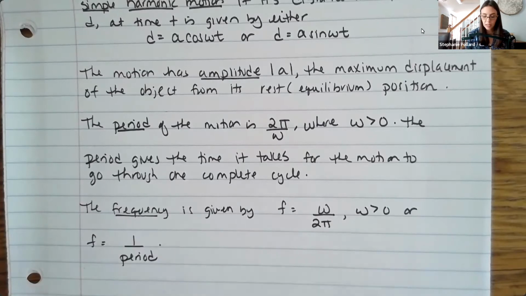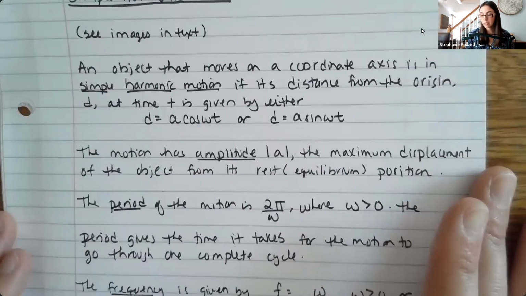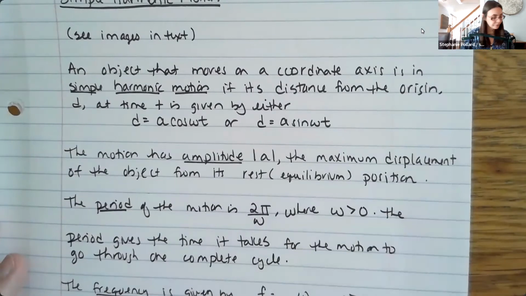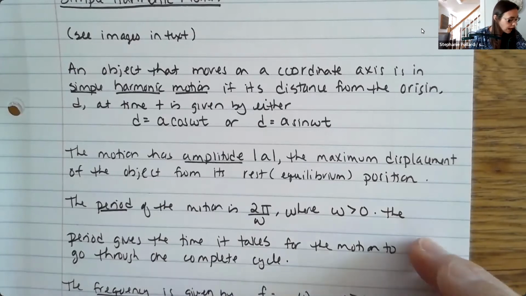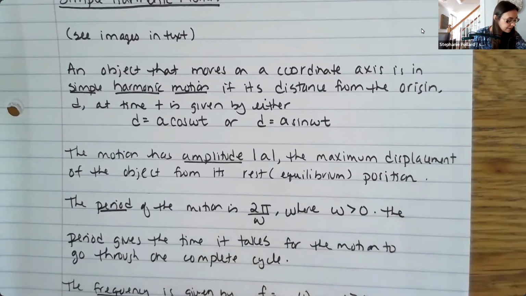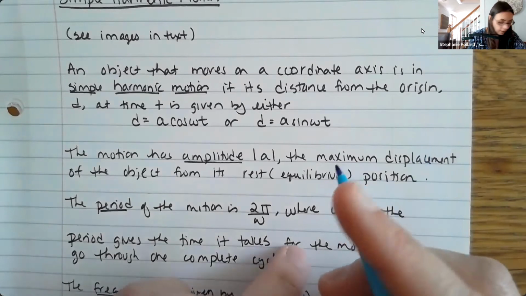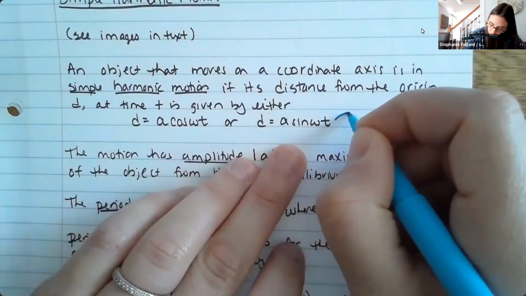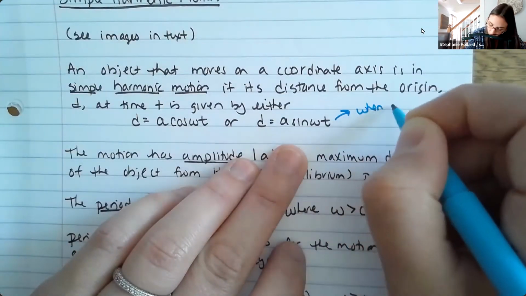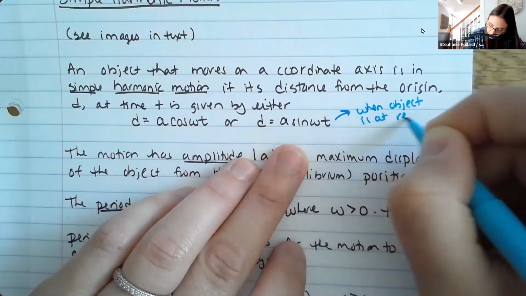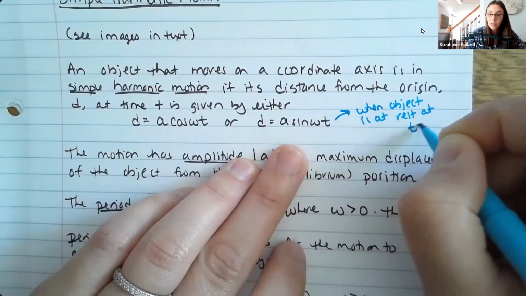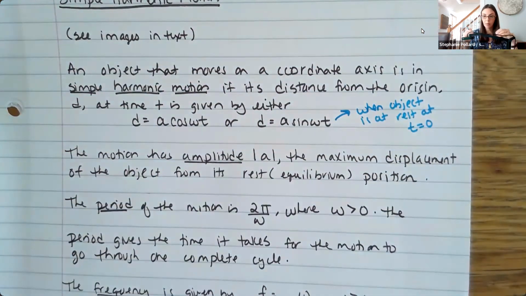So one thing to note here, how do you know when to use cosine or sine? It really depends. They're the same shape function, just depends on how you start. So for instance, we're going to use the sine function when the object is at rest at time 0. So you're starting at rest at that equilibrium point.